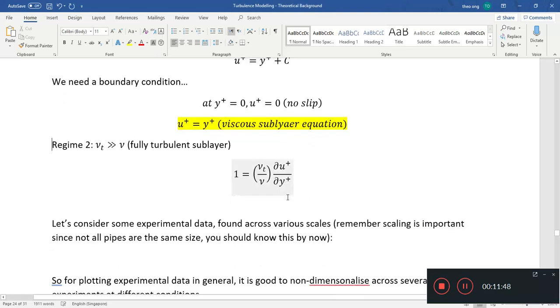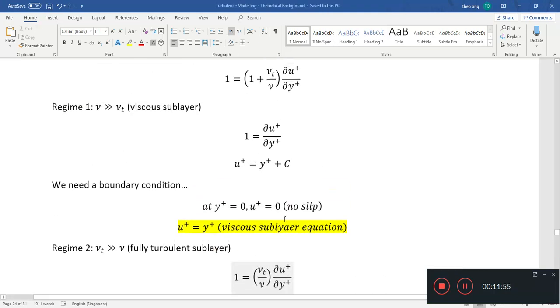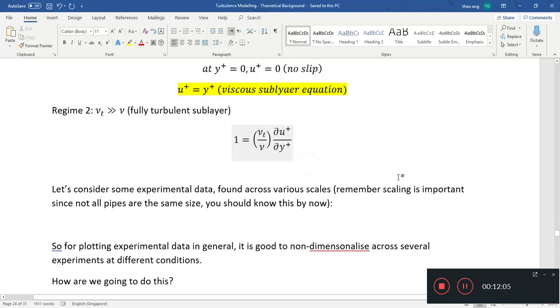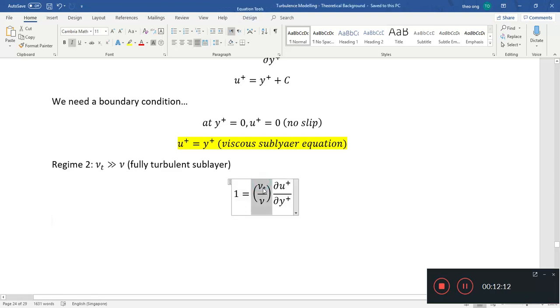Now we need to take a look at regime 2, which is the fully turbulent sublayer. This is slightly more difficult to deal with than the viscous sublayer, because there it's just a laminar regime. We don't have to deal with turbulence. Over here we have to deal with turbulence. So how do we deal with this turbulence? The first thing to do to find out this turbulent viscosity is to recall how we got it in the first place.